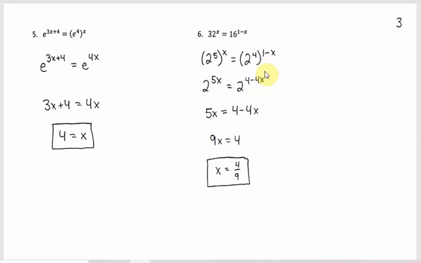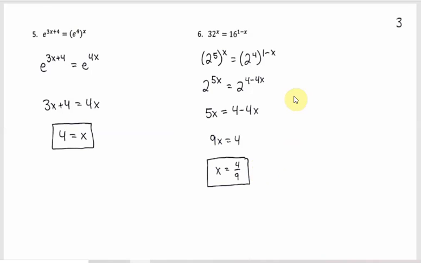And then I just distributed the 4 and said, well, if you multiply those together, you'd get 4 minus 4x. But then, now that we've got the bases equal and those two expressions are equal, then the exponents got to be equal as well. So 5x would have to be equal to 4 minus 4x. You solve that, get the x's on the same side. You have 9x equals 4. Divide both sides by 9, you get that x is equal to 4/9.